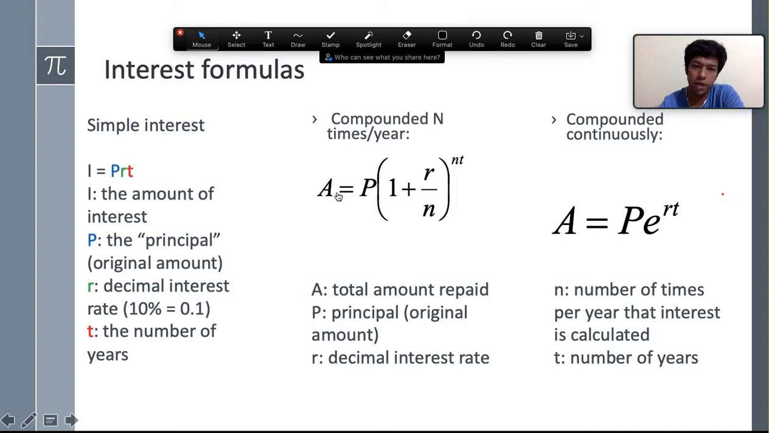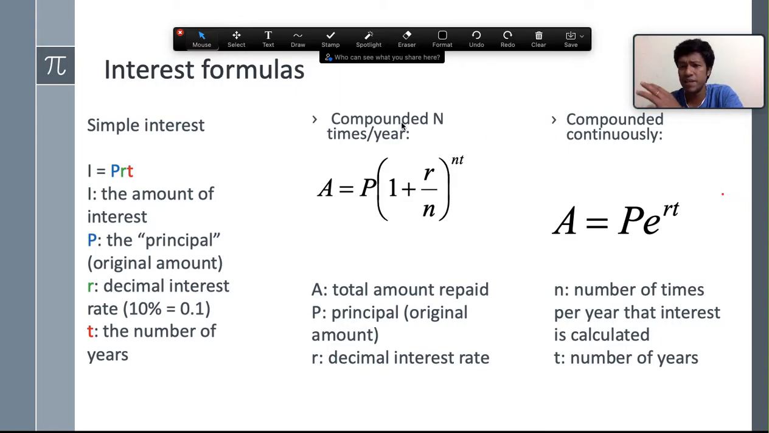Sometimes they will give you the A value and other values, but they will not give you P, then you will have to find out what P equals. Sometimes they will give you everything but not t, then you will have to find out what t equals. And they will tell you whether it is compound interest, or simple interest, or compounded continuously.